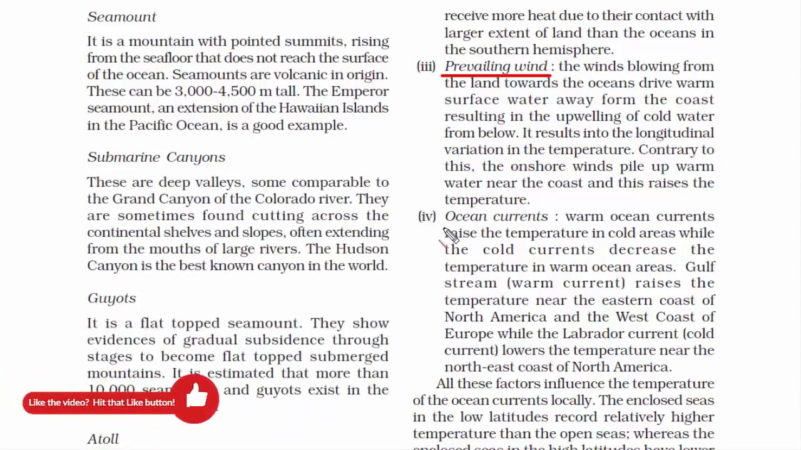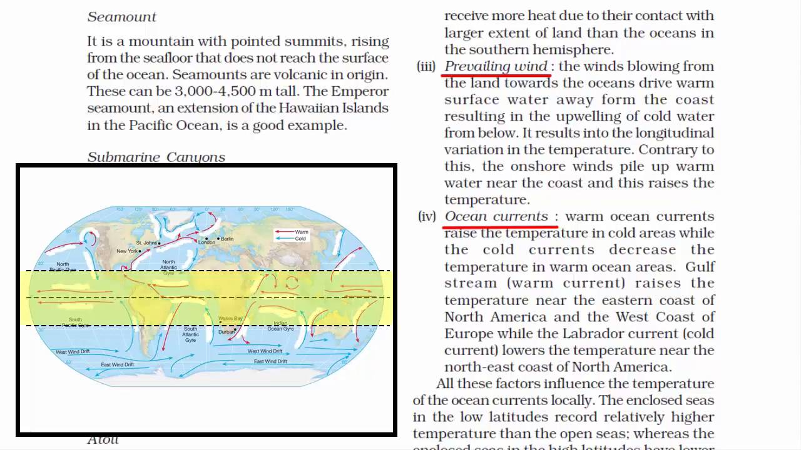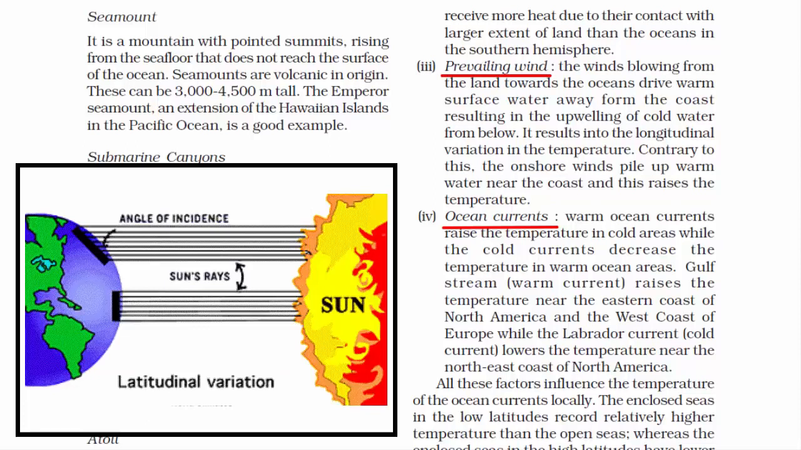And the fourth factor affecting the temperature distribution of ocean water is ocean currents. Have a look at this picture. The red arrows are the warm ocean currents and the blue ones are the cold. And if you see, most of the red arrows, that is warm ocean currents, originate at the equatorial region. And the reason is simply because the equatorial region receives direct sunlight all throughout the year, and that warms up the ocean water at the equatorial region.